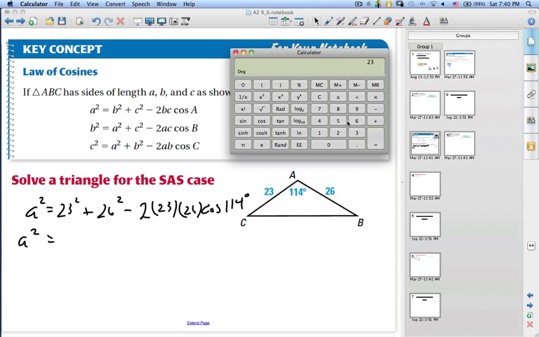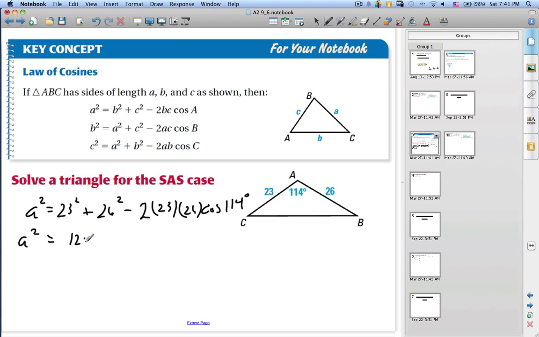Okay, so I'm going to start with the addition part over here, and I'm going to do 23 squared plus 26 squared. Let me do this again. So I'm going to do 23 squared plus 26 squared, and that equals 1205. So I'm going to write down 1205.